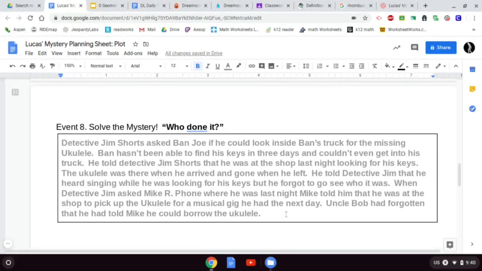We solved our case. Now, that sounds like a complete story, but it's not, because I need a beginning, a middle, and an end. I'm going to take these events and string them together. I'm going to write a complete story that is not due today.